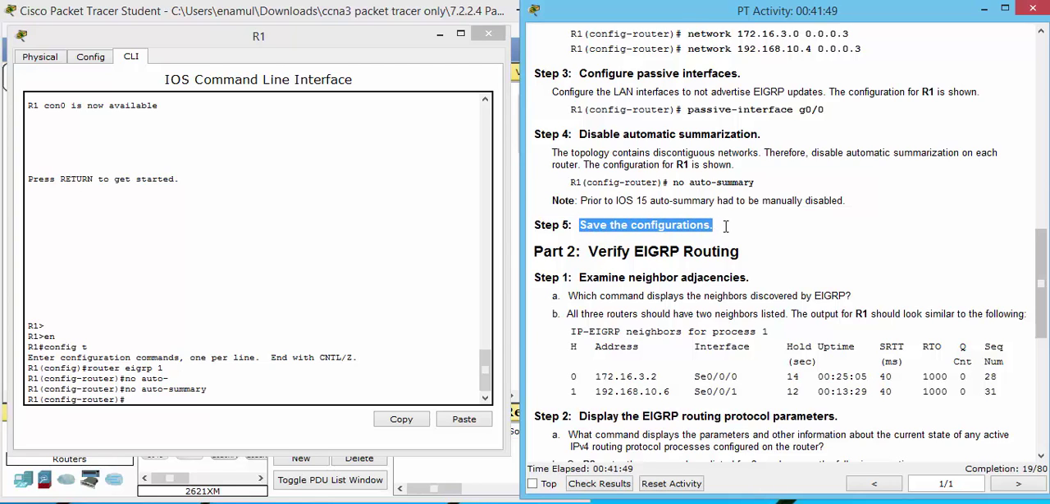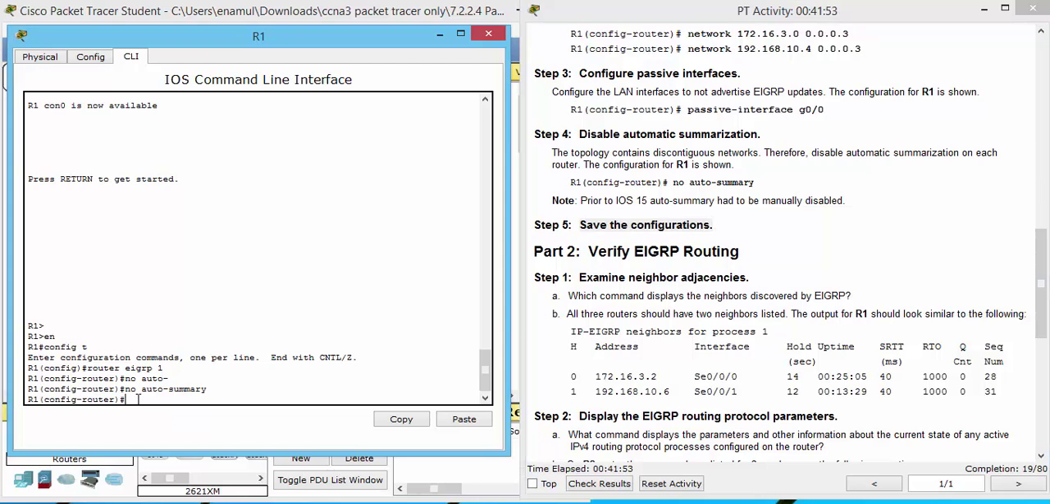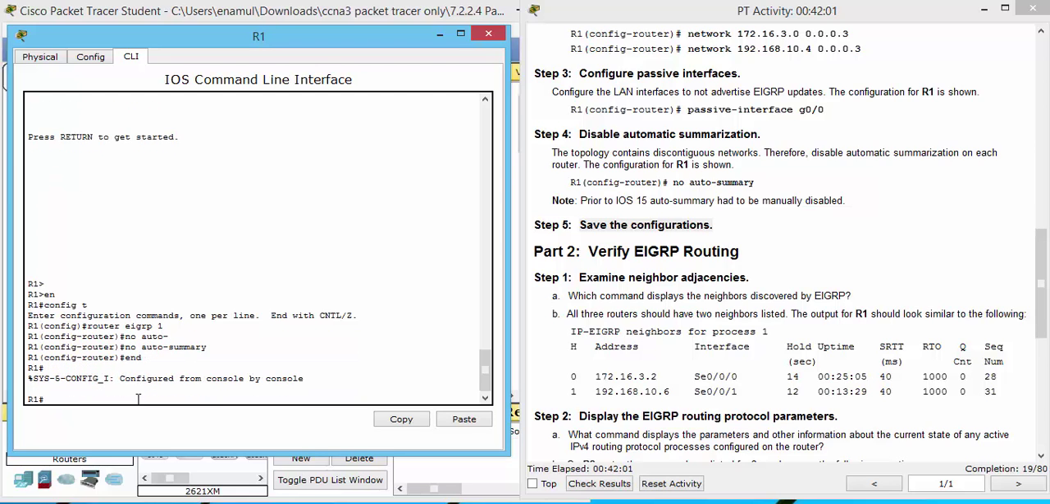Now we save the configurations. We go to privileged EXEC mode and use copy.